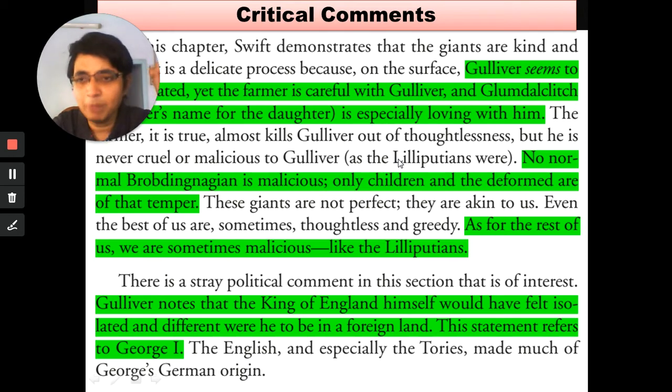So there is a stray political comment in this particular section that is of interest. Gulliver notes that the King of England himself would have felt isolated and different were he to be in a foreign land. The statement refers to perhaps George I, the contemporary King of England at the time of Jonathan Swift. The English, যদিও Jonathan Swift George I কেও পেয়েছে, আবার একটা বড় সময় জুড়ে Queen Anne কেও পেয়েছে. So the English, and especially the Tories, made much fun out of George I's German origin. এর ফলেই এখানে বলেছে এই particular statement that even the English king can feel himself not very comfortable and isolated in this foreign land. Foreign land means England, which is a foreign land to George I because he's German in origin.